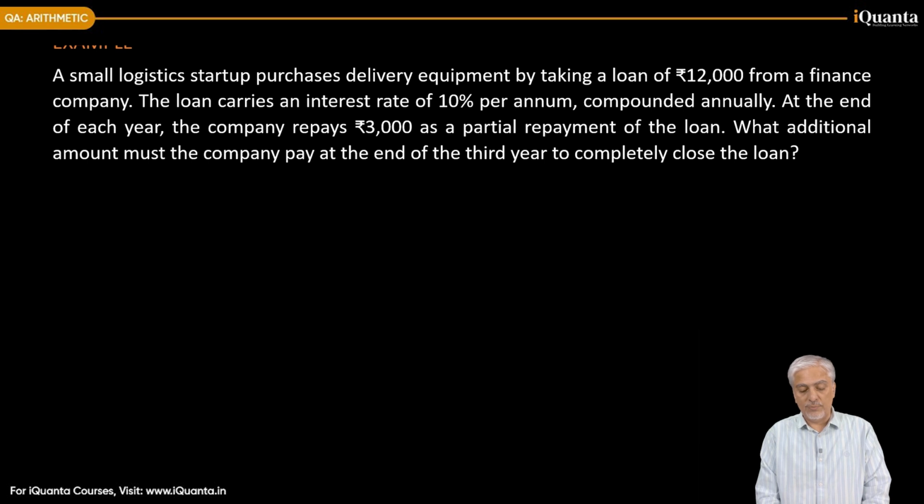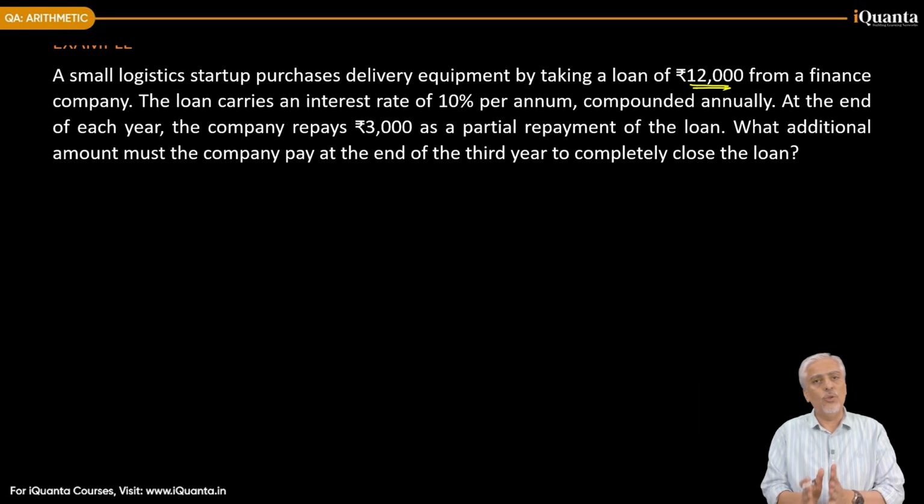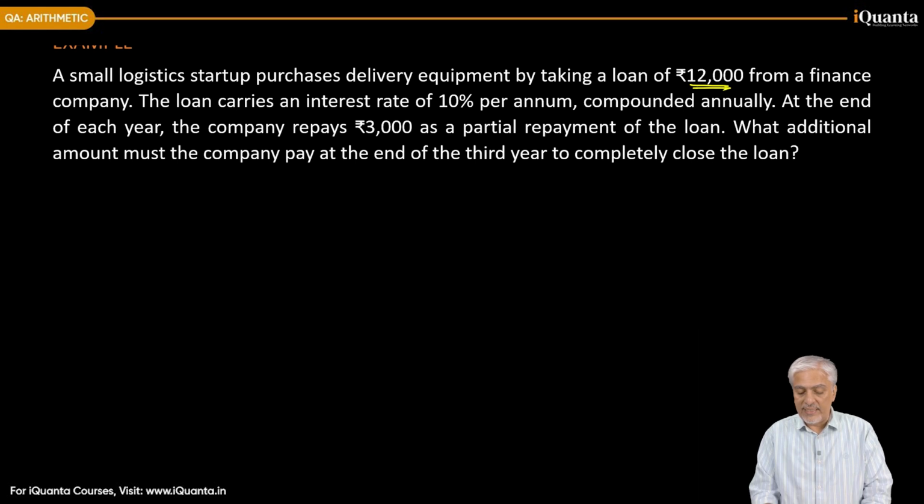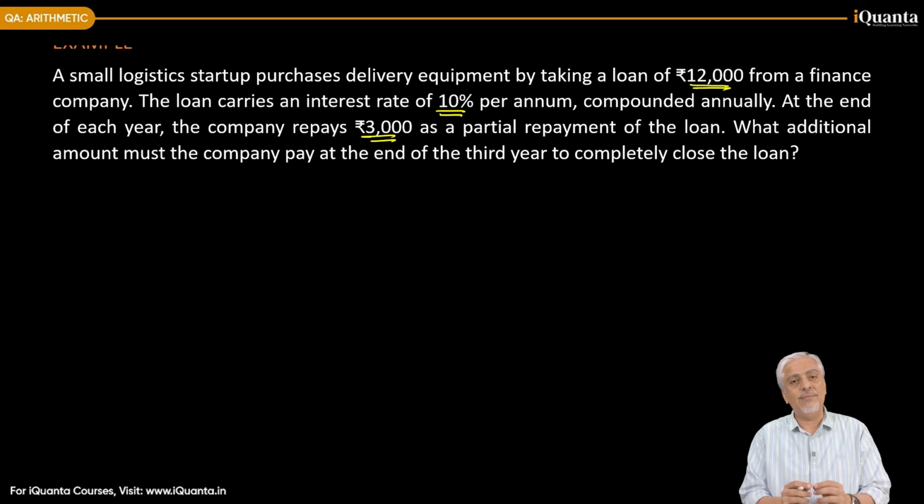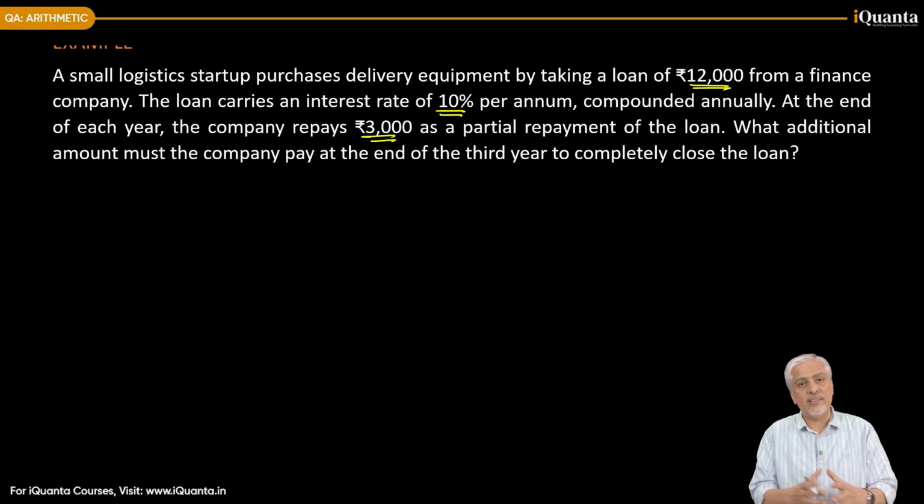A small logistics startup purchases delivery equipment by taking a loan of 12,000 from a finance company. So they've taken a loan of 12,000 from a finance company. The loan carries an interest rate of 10% per annum compounded annually. At the end of each year, the company repays 3,000. So instead of paying equal installments, they're saying 3,000 we'll pay first as a partial repayment of the loan. What additional amount must the company pay at the end of the third year to completely close the loan? So in short, after paying 3,000 also, they had to still pay the finance company more. What is that amount? We want to find out.